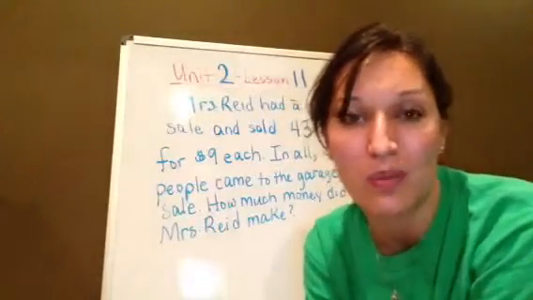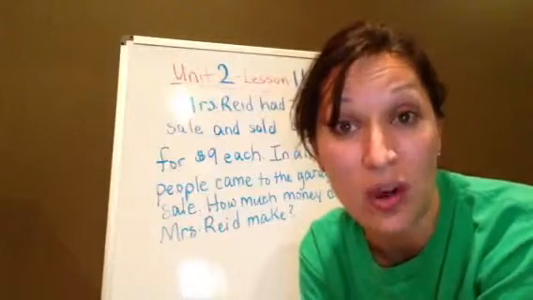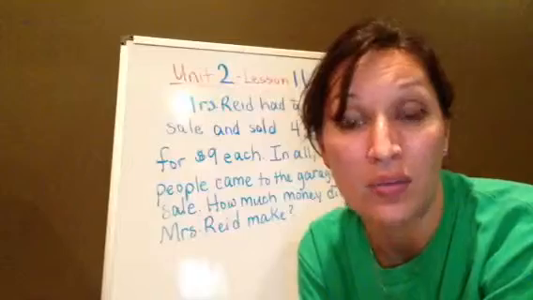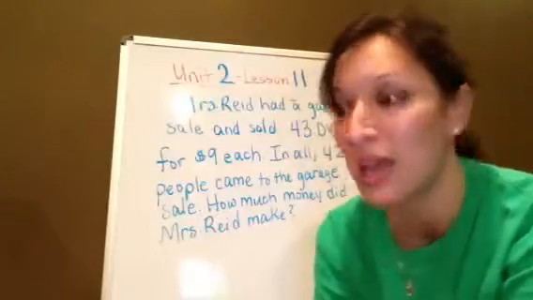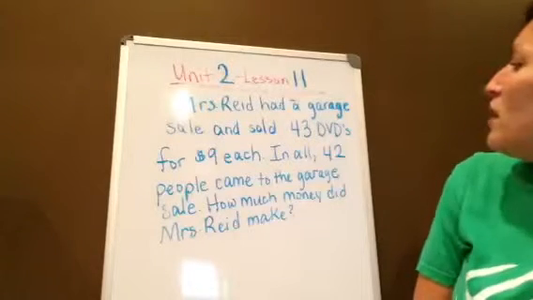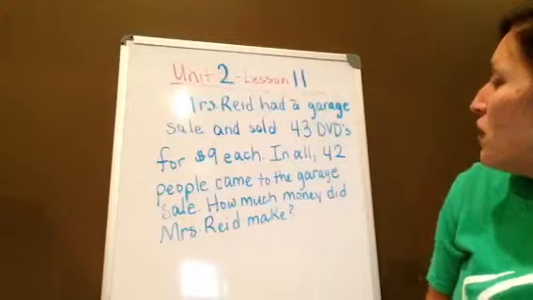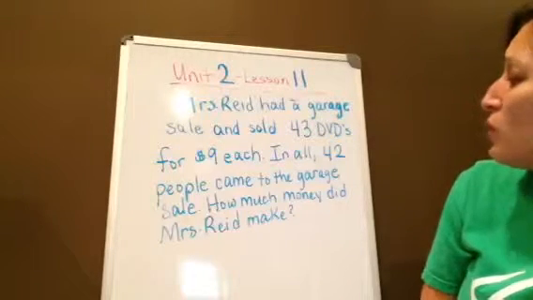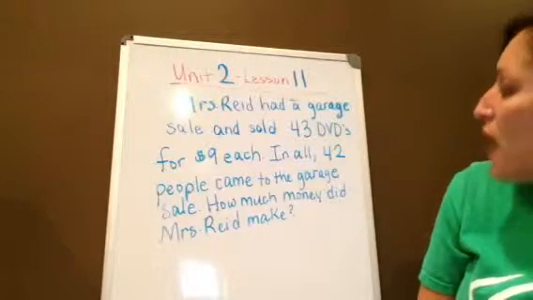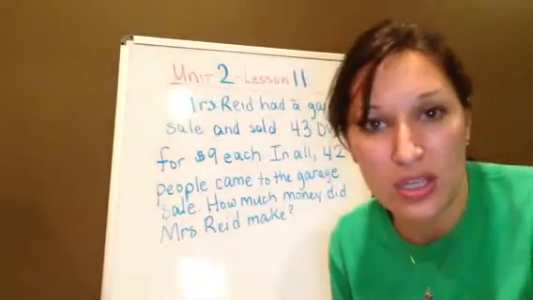Let's take a look at this problem. You probably guessed it does have something we don't need to solve it. So we're going to need to figure out what that is and cross it out so we don't get confused by it. All right, here we go. Mrs. Reed had a garage sale and sold 43 DVDs for $9 each. In all, 42 people came to the garage sale. How much money did Mrs. Reed make? Okay, let's focus in on the question.